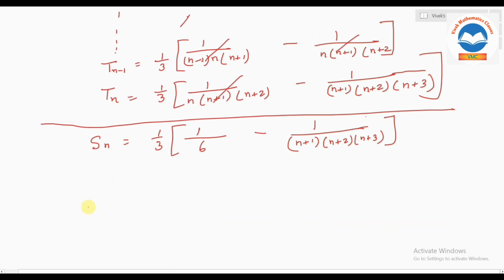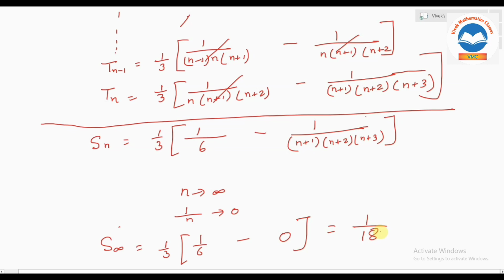Now we need to find S infinity. So if n tends towards infinity, what about 1 by n? It will tend towards 0. It means 1 by n plus 1 also will tend towards 0, n plus 2 also will tend towards 0. It means all these second terms will tend towards 0. It will become 0. So what will be our S infinity? S infinity will be equal to 1 by 3, 1 by 6 minus this, which will become 0. So what will you get? 1 by 3 into 1 by 6 will be 1 by 18. So the sum of infinite terms you are getting is 1 by 18.